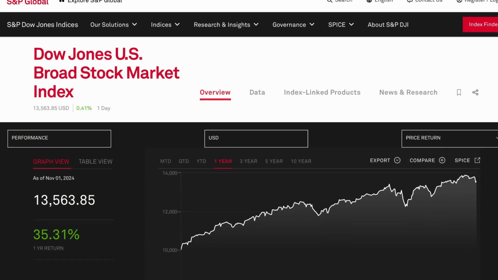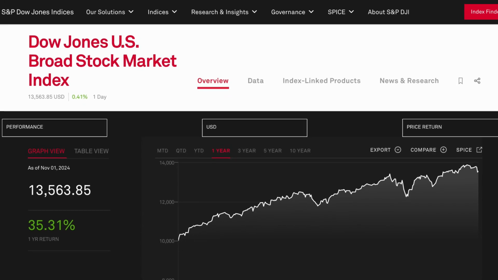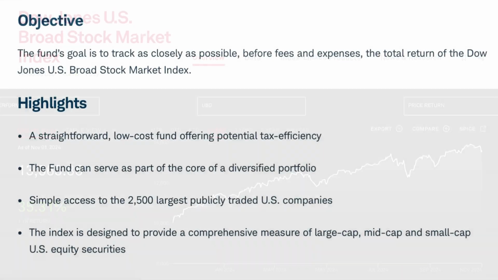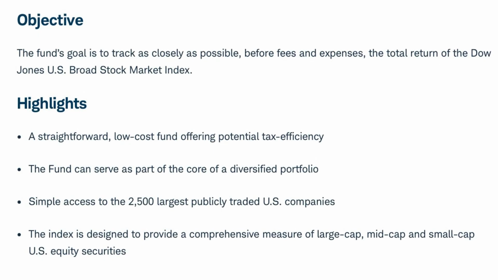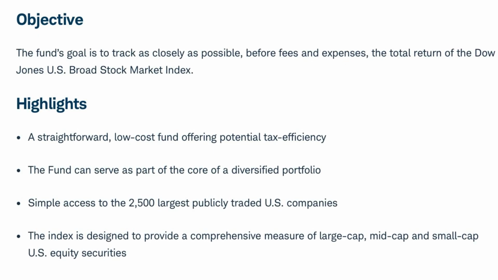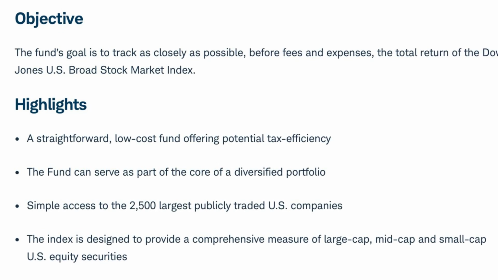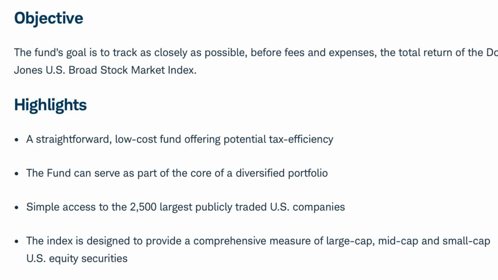SCHB tracks the performance of the Dow Jones US Broad Stock Market Index before fees, expenses, and tax. The ETF provides a low-cost exposure to large-cap companies in leading industries of the US economy. This ETF suits buy and hold investors, primarily seeking long-term capital growth with some dividend income.